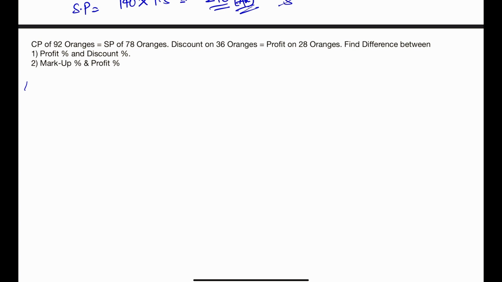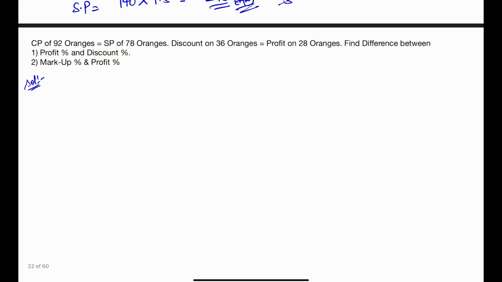Okay, this is the next question which we will try to solve. So CP of 92 oranges is equal to SP of 78 oranges. Okay, and the discount of 36 oranges equal to profit of 28 oranges. Okay, so to find the difference of profit and discount, markup percentage and profit.